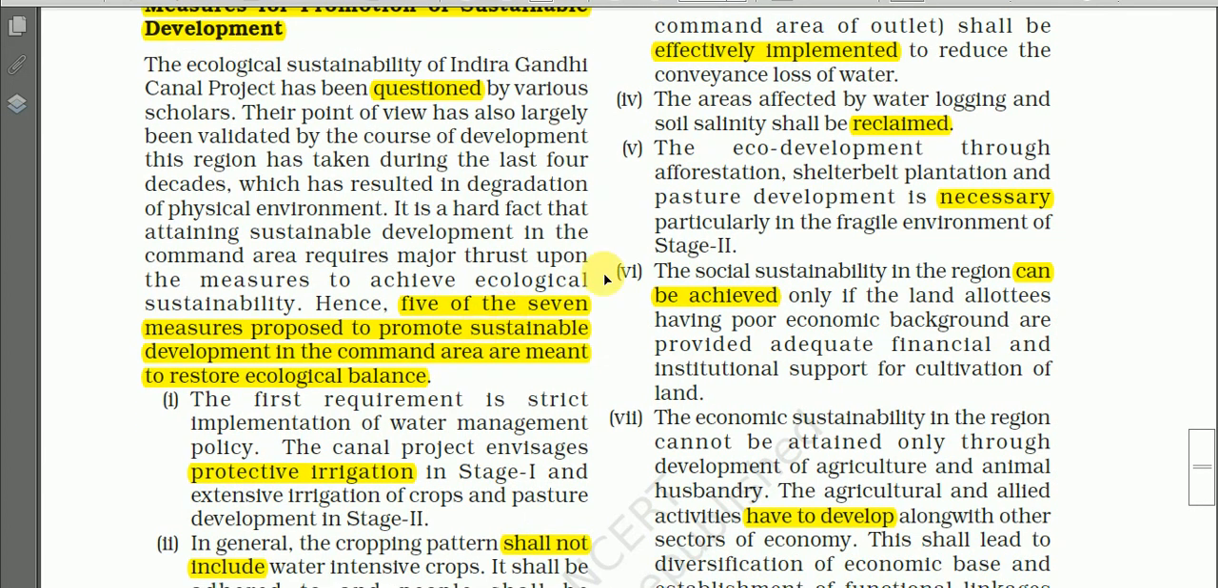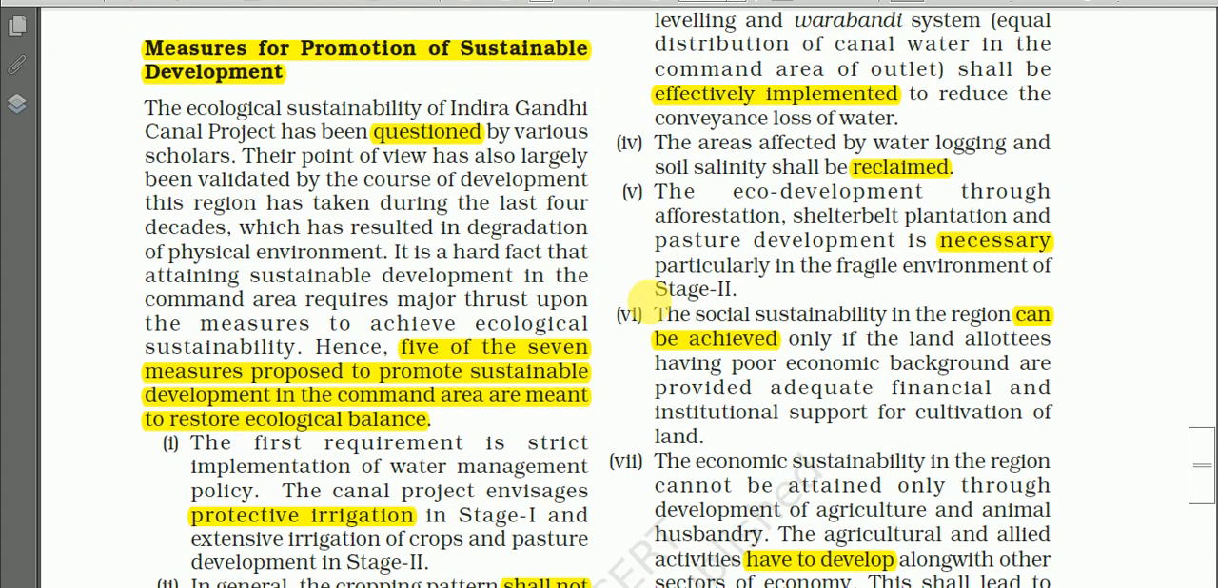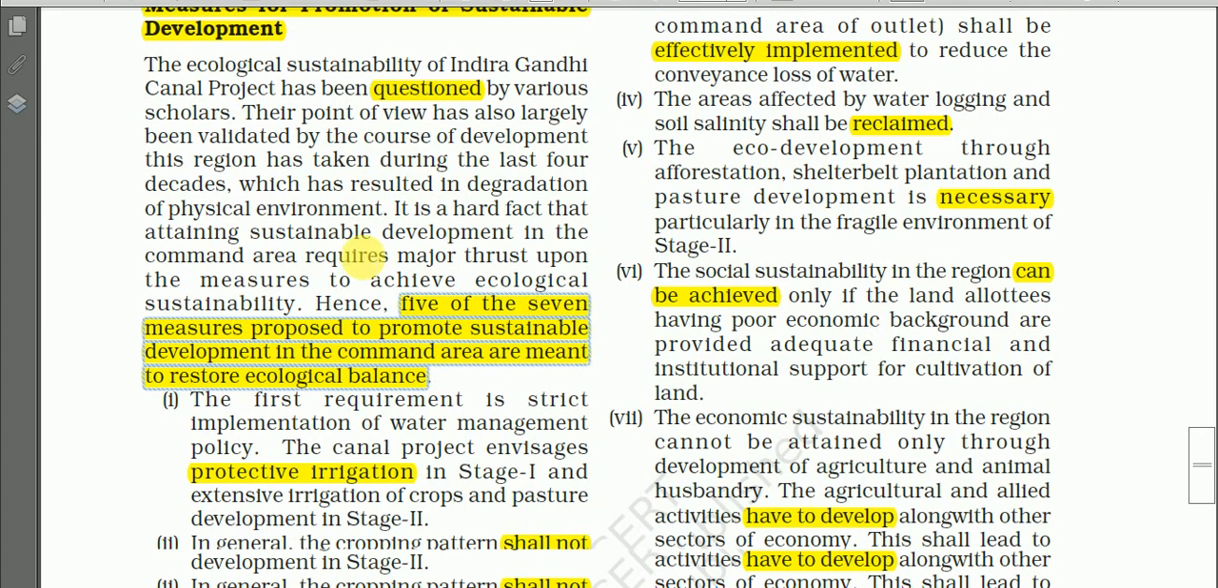And see here we have seven important measures for the promotion of sustainable development in this canal command area, and out of these seven, five measures proposed to promote sustainable development in the command area are meant to restore ecological balance because of this canal irrigation. The ecosystem of the area has been disturbed due to waterlogging and soil salinity. So we have been trying to bring sustainable development in Rajasthan by transforming the desert land into greenery fields. And on the other hand, because of that activity, again the environment is disturbed. So let us read.